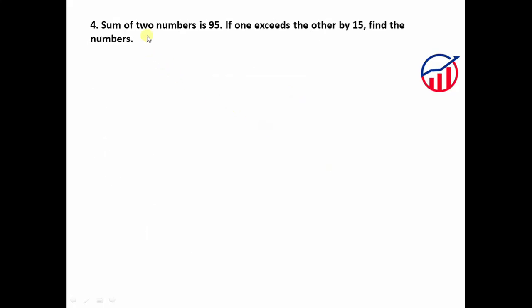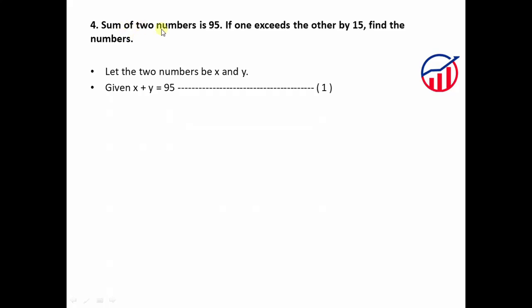Next question. Sum of two numbers is 95. If one exceeds the other by 15, find the numbers. So let the two numbers be x and y. What have been given? Given that the sum of the two numbers is 95. So x plus y is 95. Let's say this is equation 1. And second, what we have been given, if one exceeds the other by 15, find the numbers. So x minus 15 is y. So basically one is more than the other, so you subtract 15 over here. So this is the second equation what you are getting.